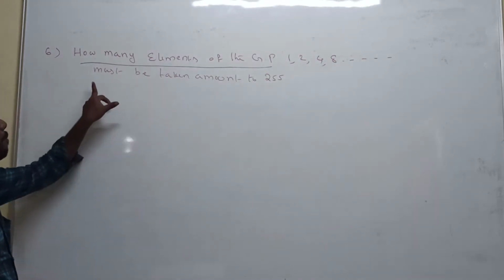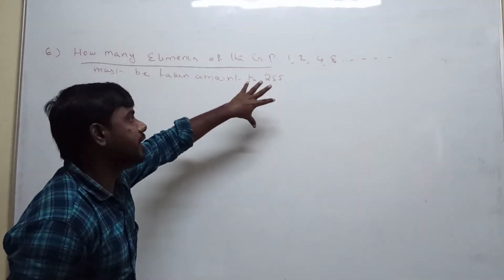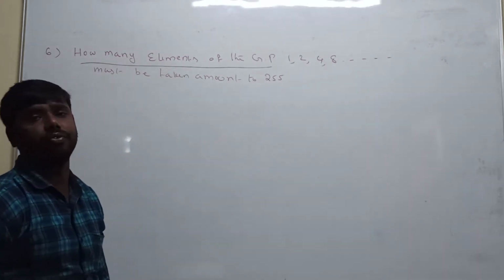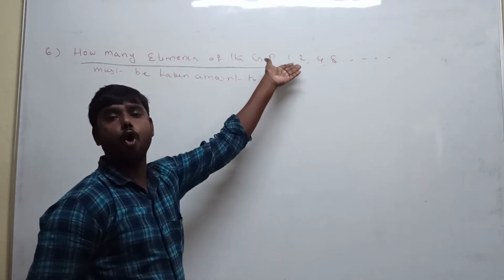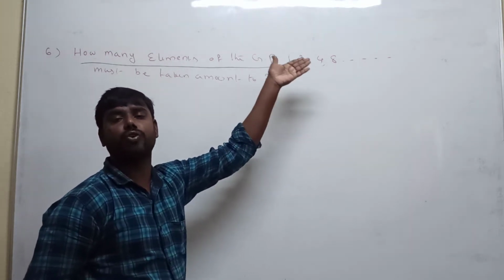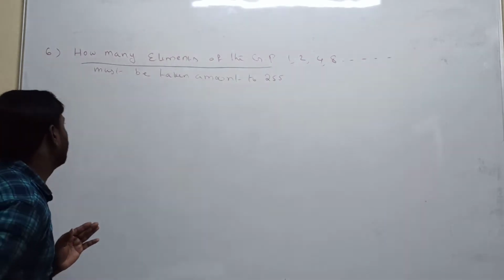Next, they are given 255 as the total sum amount. Given one sequence, the total amount is given. How many elements are there in the geometric progression? To calculate this, we need to find the value of n. Okay, everyone understood? Is it clear? Now the solution.